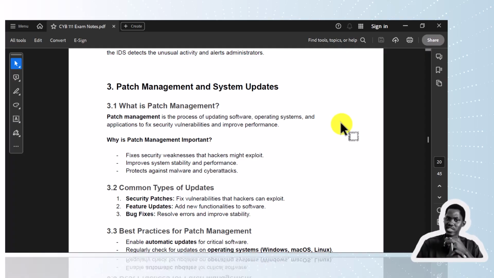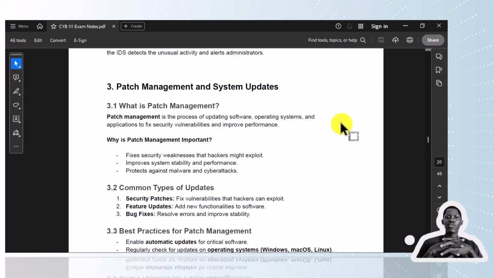Improve system stability and performance. You can see that in the definition: fix security vulnerabilities and improve performance. So improve system stability and performance. Then protect against malware and cyber attacks in general. So those are some reasons why patch management is important.